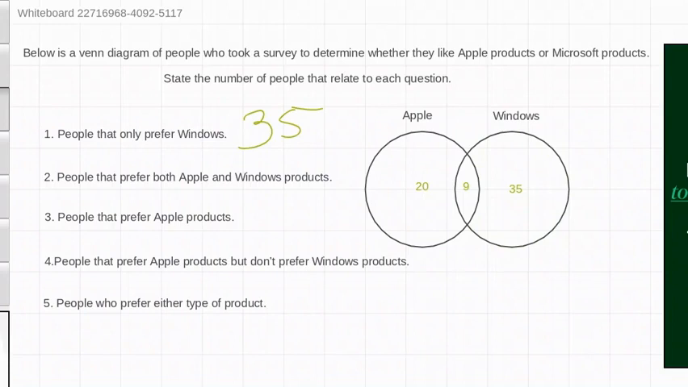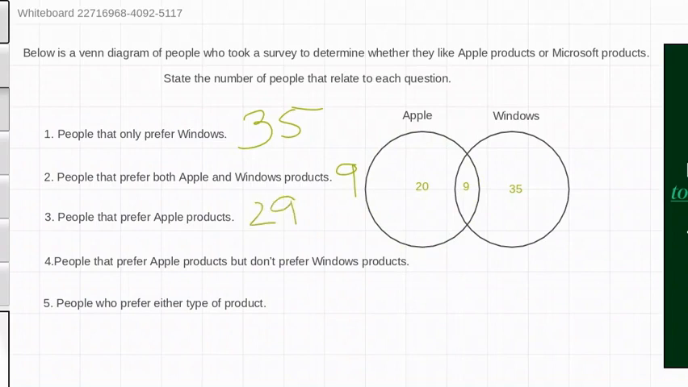People that prefer both Apple and Windows products. Well, we know that both is going to be in the middle because they're shared, so it would be 9. People that prefer Apple products. We know our whole circle is just Apple products, so we would put 29, since we're adding 20 and 9.